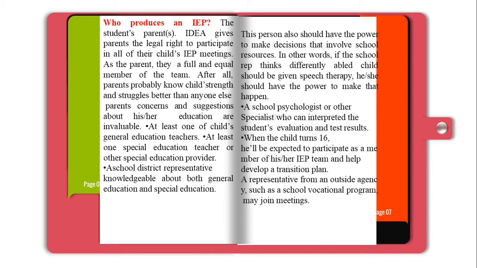When the child turns 16, he or she will be expected to participate as a member of the IEP team and help develop a transition plan. A representative from an outside agency, such as a school vocational program, may join the meeting. In this way, the IEP plan is produced successfully.